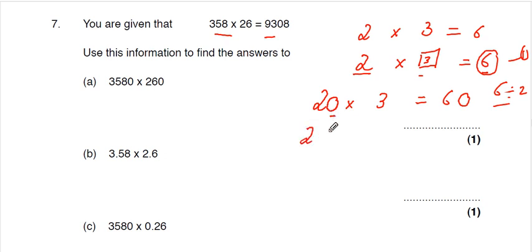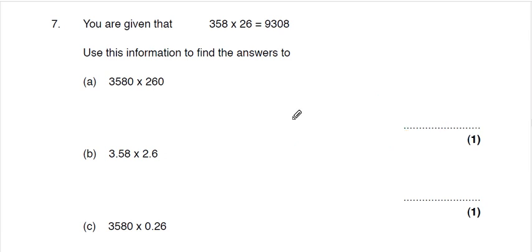Okay, now if I say that if I put two zeros in this 2 and 3, what will be your answer now? You just have to add these two zeros at the end. It will become 600. Okay, so now let's try doing the questions so you can understand more about it. So this is 358 times 260. Go back into your question.